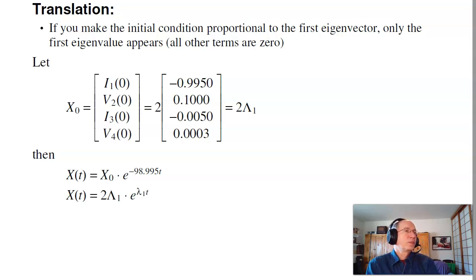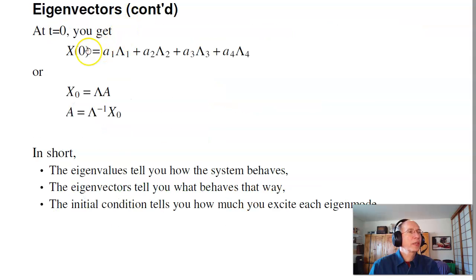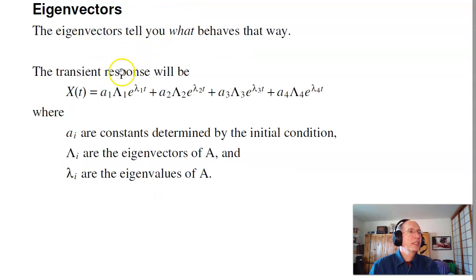So, just for fun, let's look at making the initial condition the fast eigenvector. In that case, the response is going to decay as e to the minus 98t. And the reason for that is, going back up here, if my initial condition is the first eigenvector, lambda 1, then all the other terms are 0, and only a1 is non-zero. So only the first mode is excited, meaning only this term appears in the output.